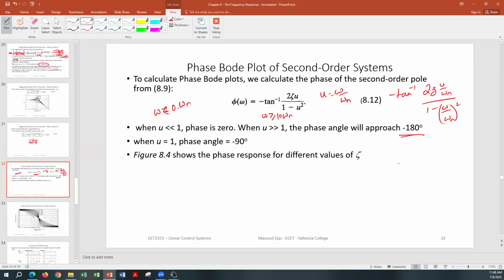When u is quite smaller than 1, phase is 0. Quite larger than 1, phase is negative 180, and at 1 it is going to be negative 90 degrees, which is easy to see. It's negative 90 degrees at u equal to 1 in the equation. Negative tangent inverse of 1 over 0.